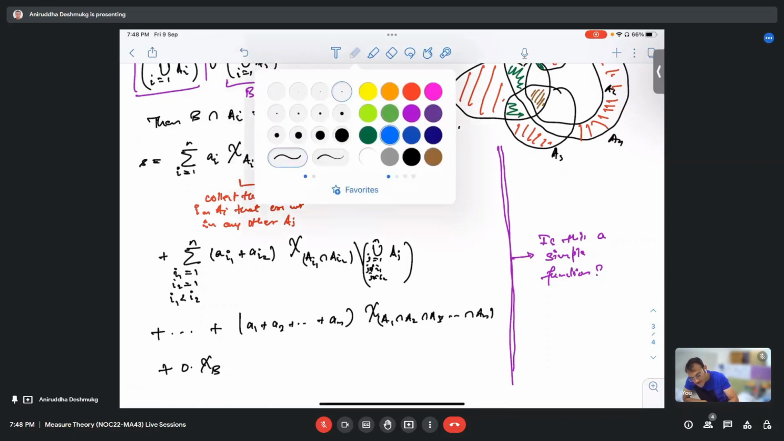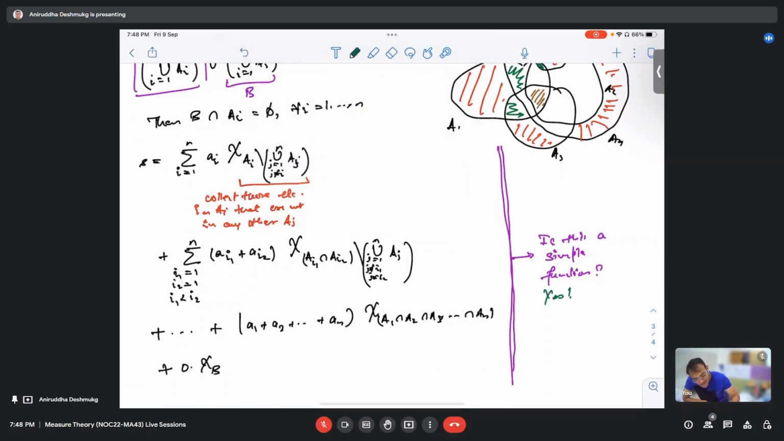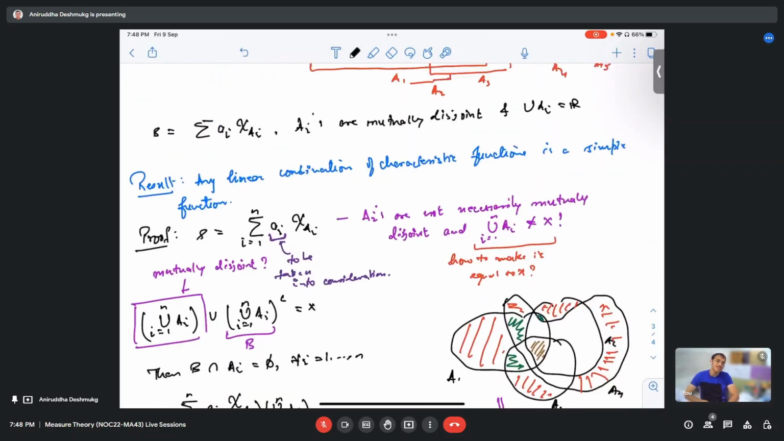So what we have proved? We have proved that any linear combination of characteristic functions can be written as a simple function, whether or not those characteristic functions are mutually disjoint. Yes, sir.